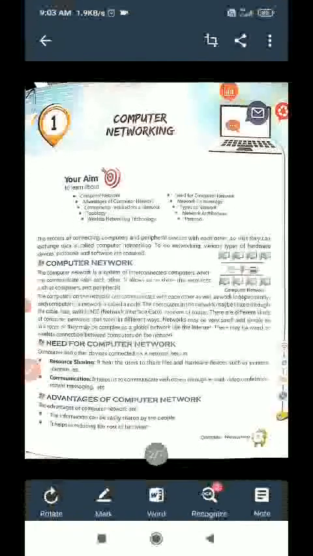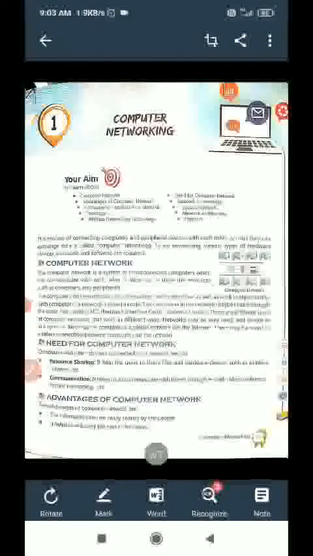So the need of a computer network is for resource sharing, means sharing different data, PDF files, Word files, links, videos, audios, and many more things. And for communication purposes, we are using a computer network. Now I hope you understood what a computer network is and what the need of a computer network is. Next one is advantages of a computer network.